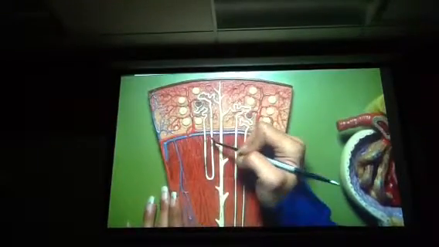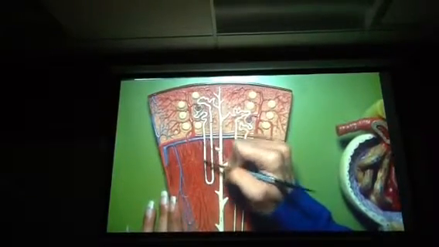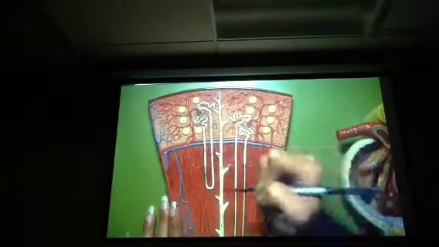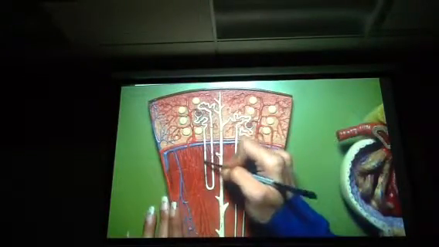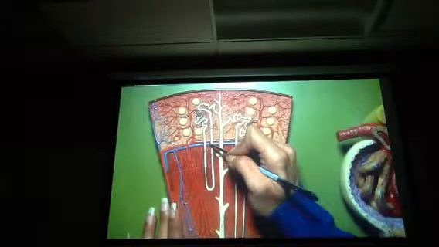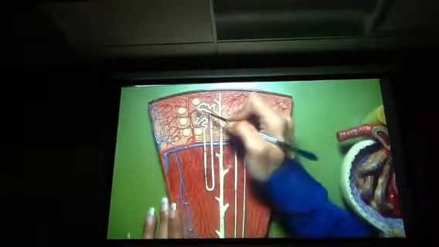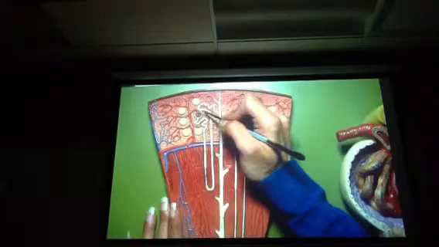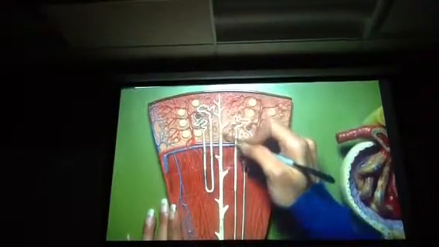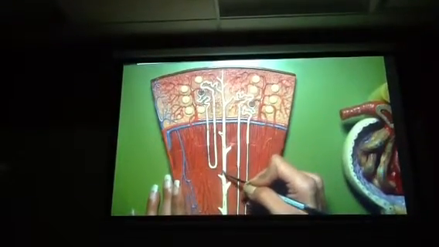Now the loop of Henle has two parts: the descending limb of the loop of Henle and the ascending limb of the loop of Henle. And you have to say the descending limb of the loop of Henle and the ascending limb of the loop of Henle. Loop of Henle alone is not going to cut it. Got it? Then we have the distal convoluted tubule, or the DCT, and that feeds into this long structure here, and this is the collecting duct.